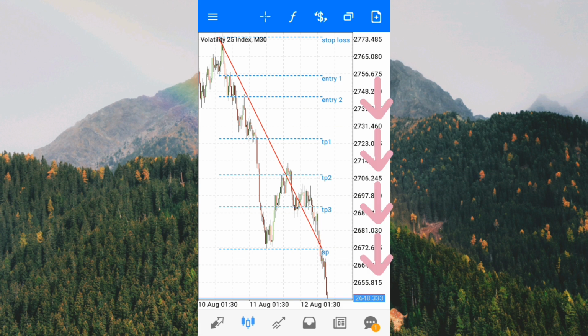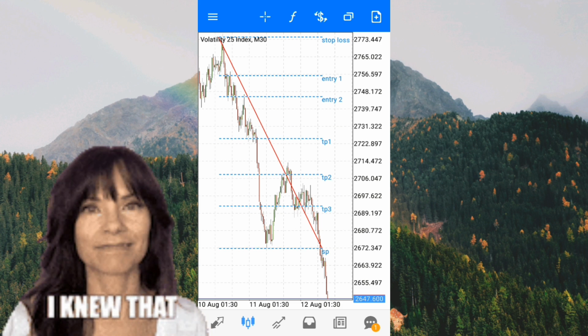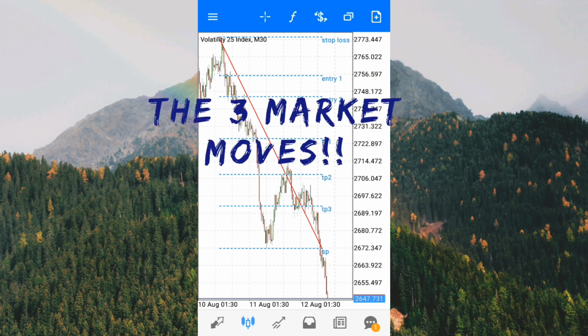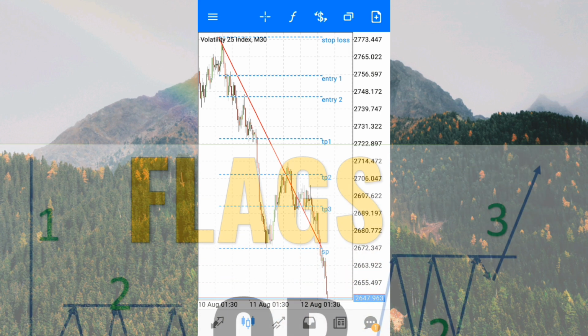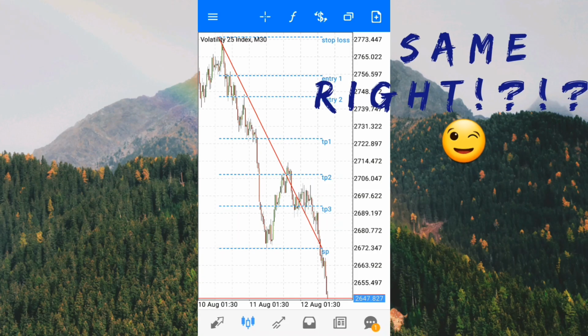What if I told you that, on simple technical analysis knowledge, all of this that is happening on the chart, I did expect it to happen? Why? As you know, the market always moves on 1, 2, 3 structures. Okay, impulse, correction, and impulse.